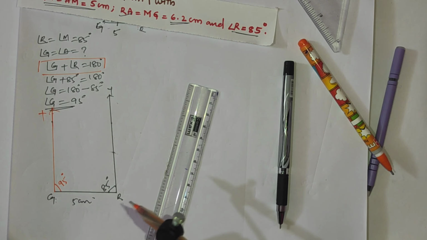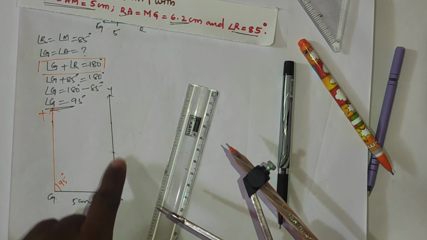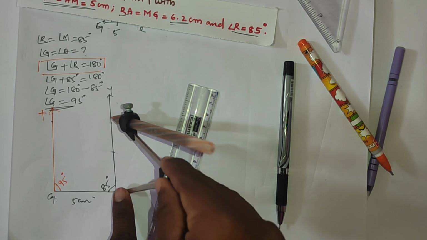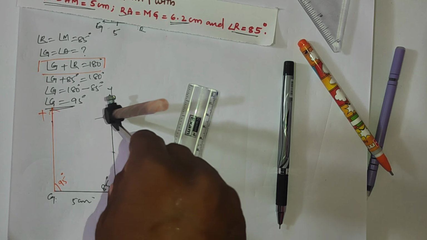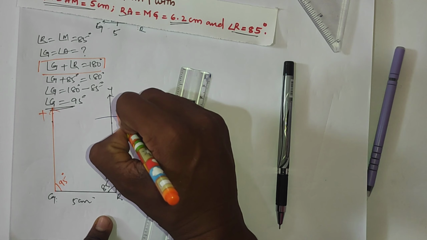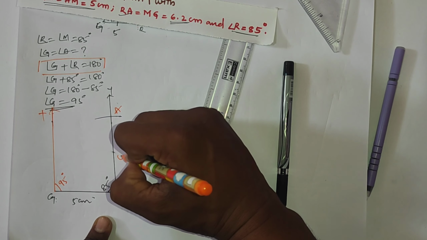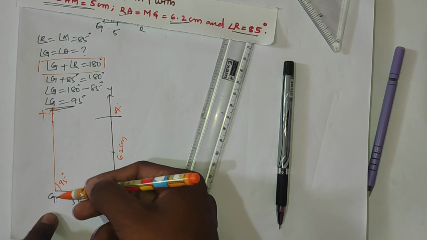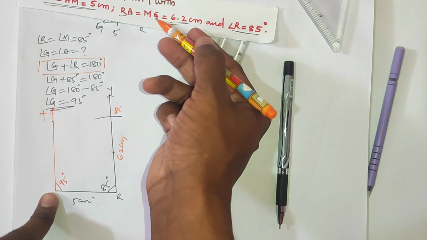Now take a center as R, G, R, A, M. R to A, I'm cutting this ray. We got the intersecting point. This is G, R, A, and the measure is 6.2 centimeters. We know RA is equal to NG.